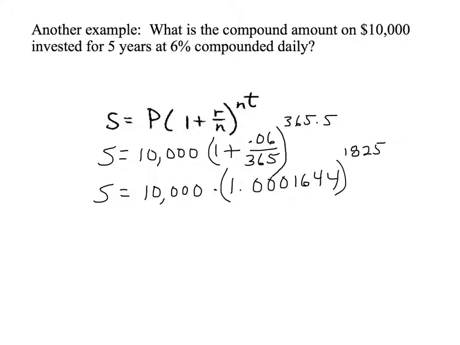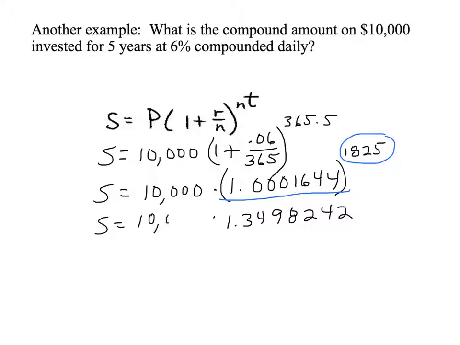Once again, use the y to the x key on your calculator, and you're going to find out that 1.000164 to the 1825 power is going to give you an answer of 1.3498242, which I am going to be multiplying by that 10,000.